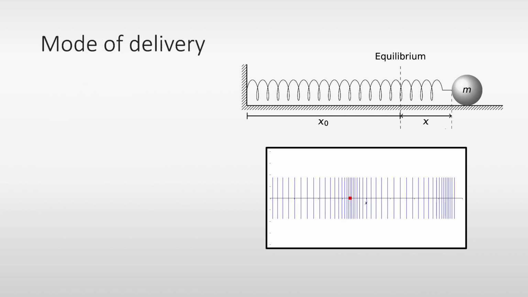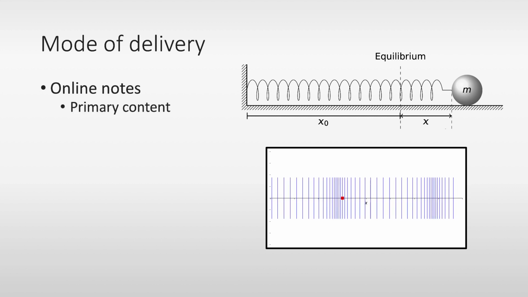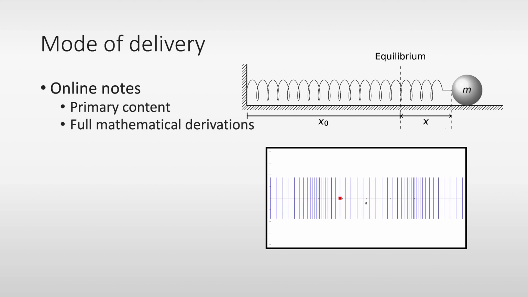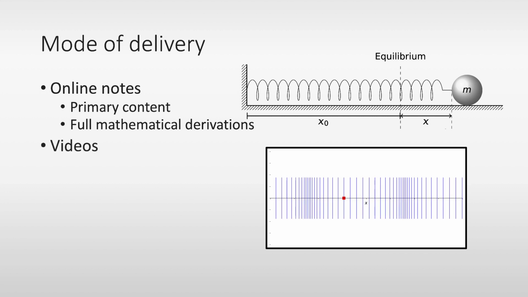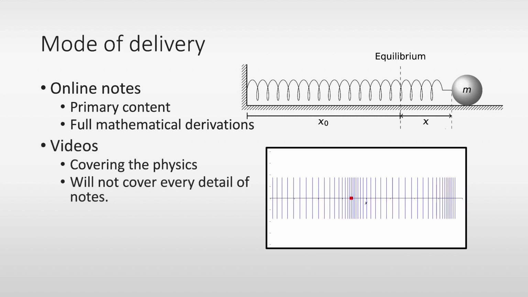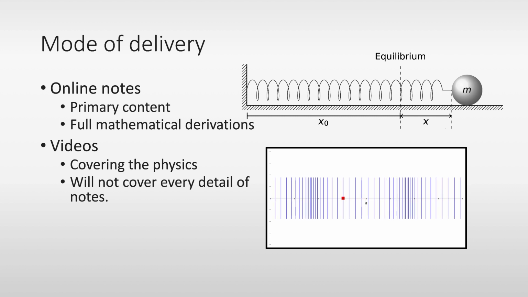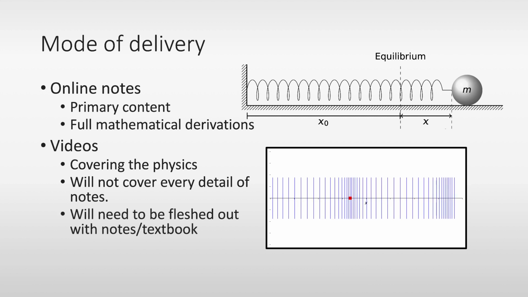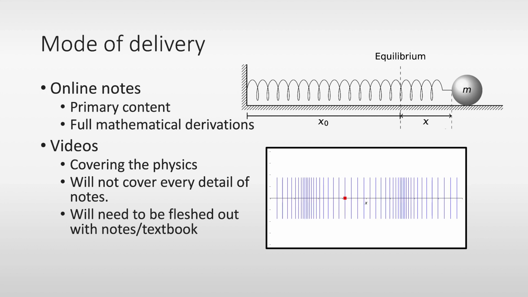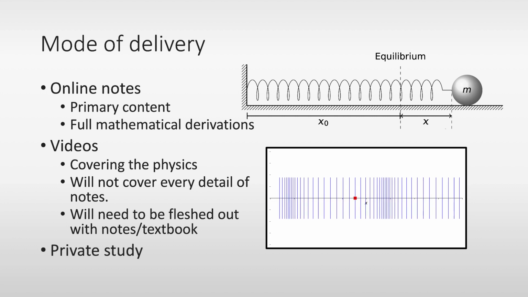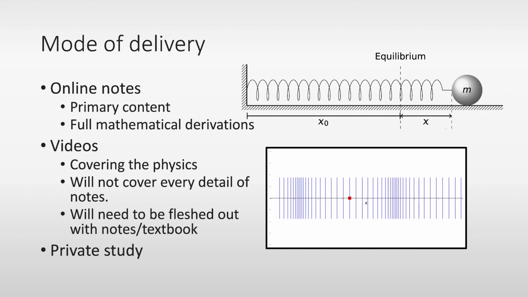We'll be delivering this course by means of media. We'll be using the online notes. These will be the primary content and contain everything that you need for the course. They will have full mathematical derivations where appropriate, but we will not be covering these as part of the videos. Rather, in the videos, we'll be focusing on covering the physics. We won't cover every detail of the notes, but we will introduce the mathematical derivations where it enhances understanding of the physics content. You will need to flesh out the content of these videos with reference to the online notes and the course textbook as well. And finally, there will also be private study. You will be expected to do a certain amount of private study rationalising between the various sources of material.